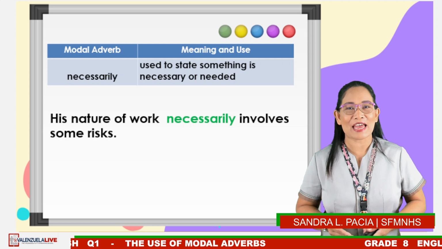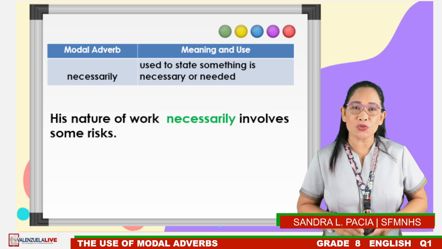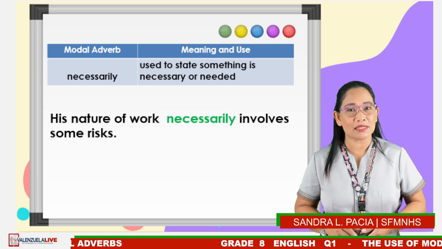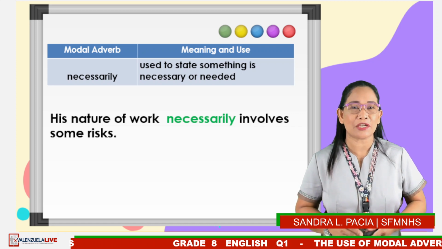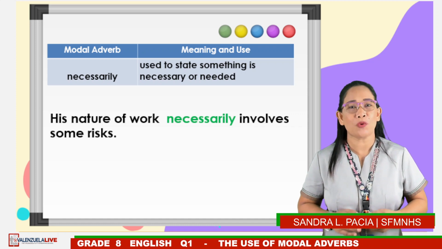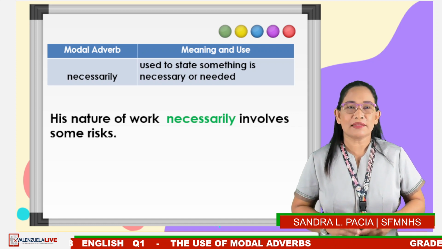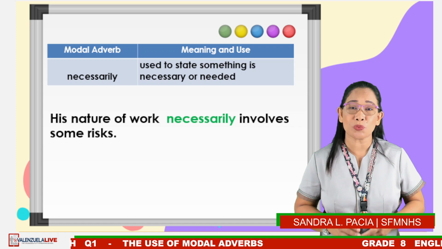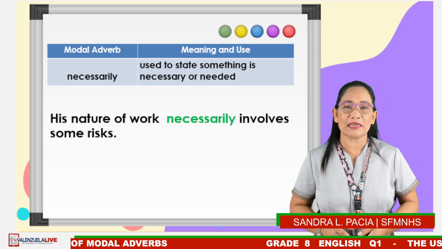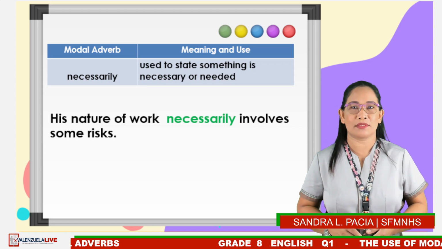Now, let's have this sentence that uses necessarily as the modal adverb, which means something is necessary or needed. His nature of work necessarily involves some risk. This sentence shows that his work is risky. The modal adverb necessarily describes the verb involves.